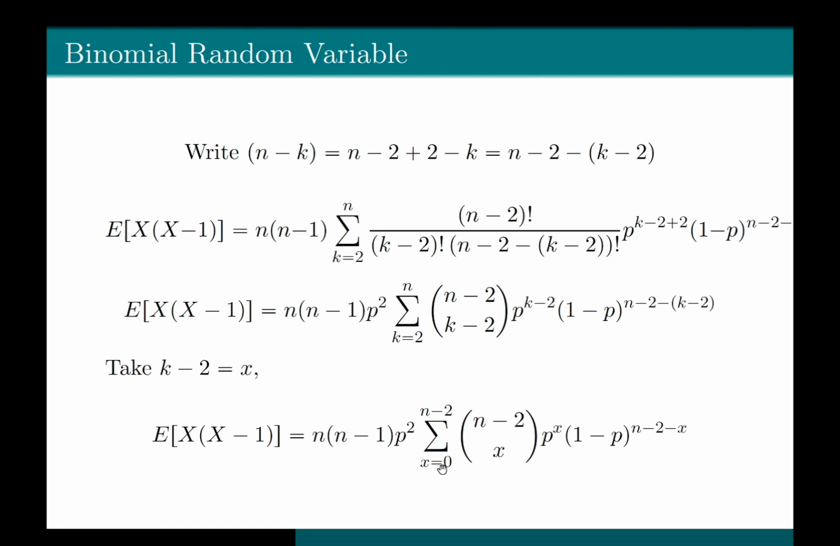Now, what will be the lower limit of x? x equals k minus 2. So the lower limit of x would be the lower limit of k minus 2. Lower limit of k is 2. Therefore, the lower limit of x is 2 minus 2, 0. The upper limit of x would be equal to the upper limit of k minus 2. The upper limit of k is n. Therefore, the upper limit of x would be n minus 2. Therefore, the summation would go from 0 to n minus 2.